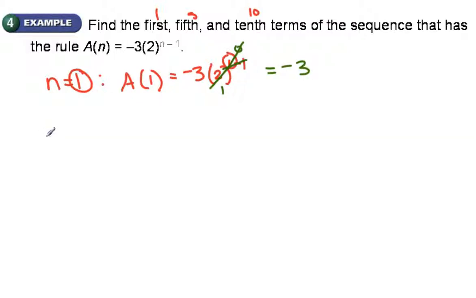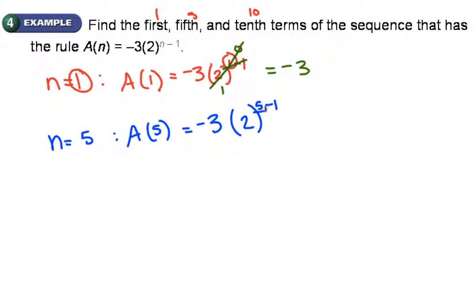Okay. If n is 5, then we have a of 5 is equal to -3 times 2 to the 5 minus 1 power. And again, this 5 is coming from here. This is just telling us where that function is. This is your y coordinate. All right, 5 minus 1 is going to give us 4, right?